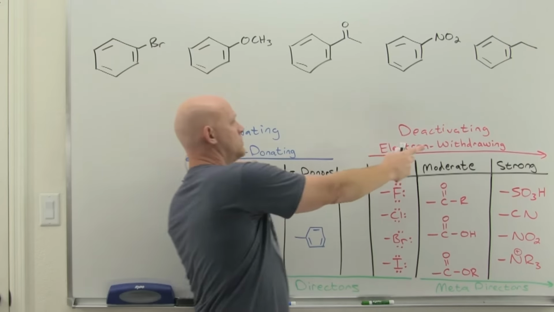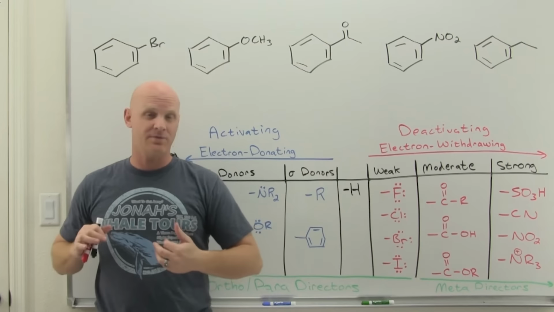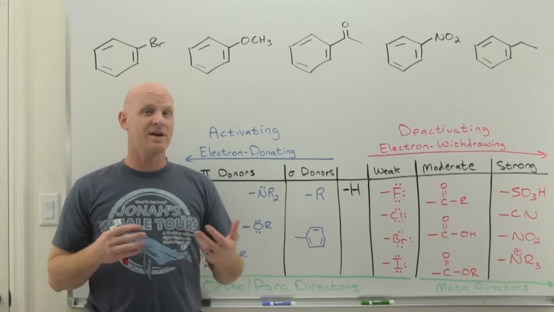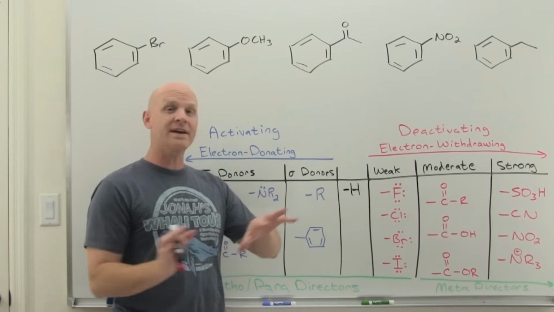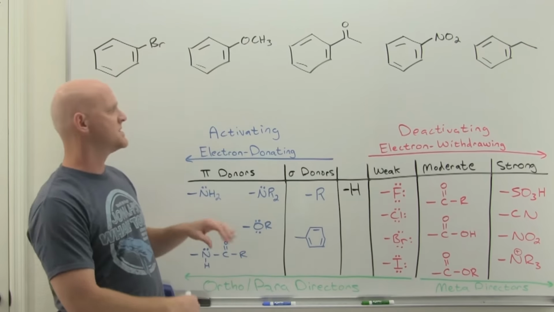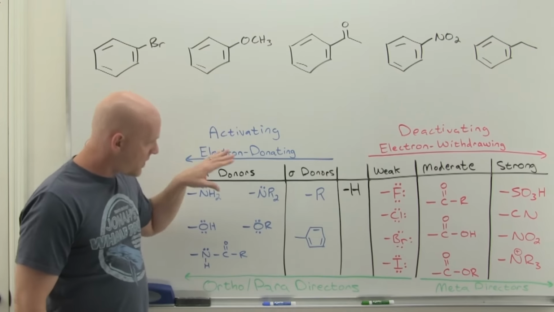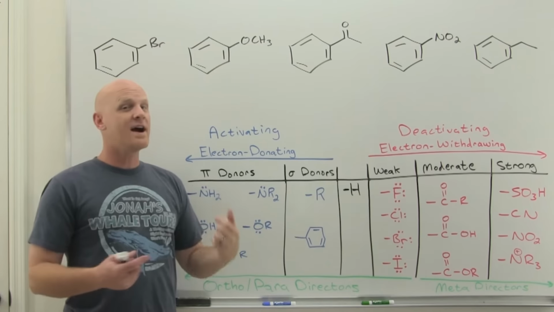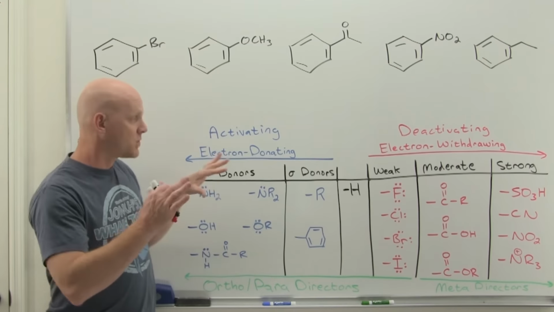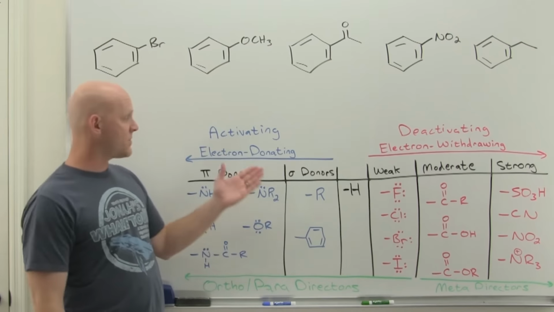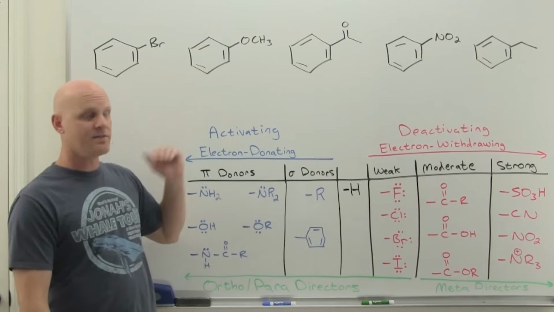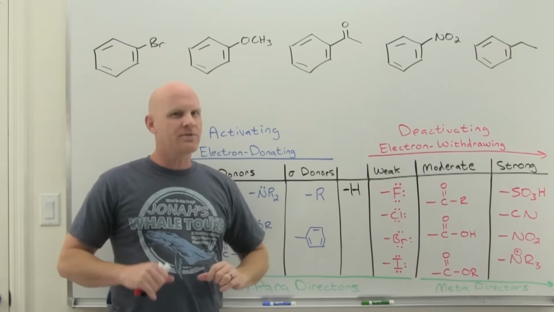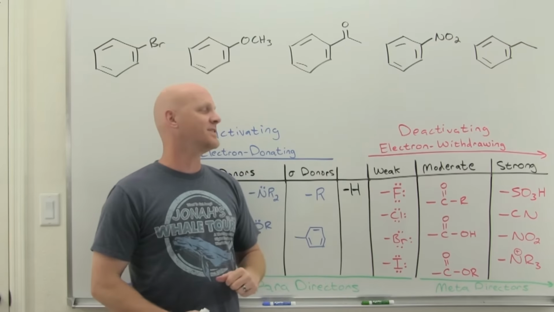But again, we'll switch which is activating and which is deactivating if we talk about NAS, or maybe the relative rates of reactivity for the carboxylic acid derivatives later on in the course. So we'll see the switched designations. But these are always electron donating, these are always electron withdrawing, but whether or not they're activating or deactivating is going to depend on the reaction. For a while now, we're just going to be focusing on EAS, and so I'll be referring to the electron donating as activating and the electron withdrawing as deactivating. But I just want to make it clear that that's specific to EAS.